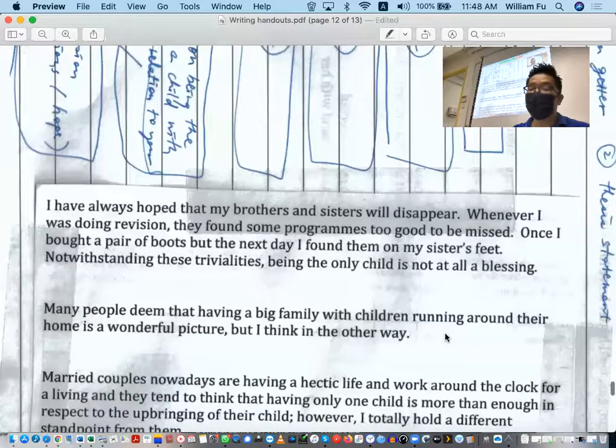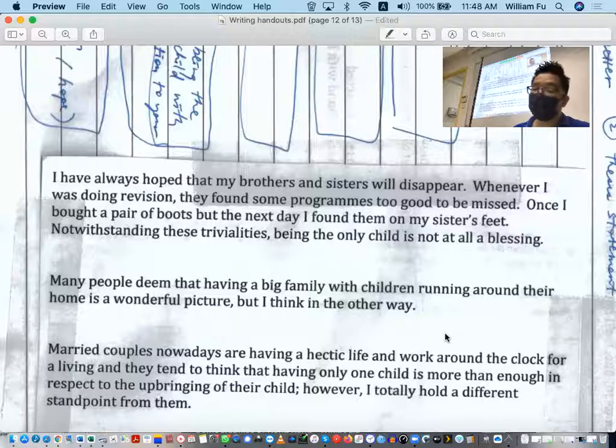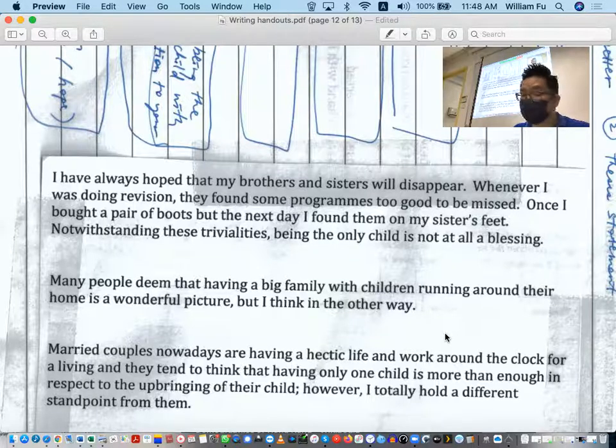Okay, now married couples now is the third one. Married couples nowadays are having a hectic life, it means busy life, and work around the clock for a living. And they tend to think that having only one child is more than enough in respect to the upbringing of their child. However, I totally hold a different standpoint from them. And you see, if your introduction can be twisty like this, okay, the readers will get intrigued and they want to go on to read.